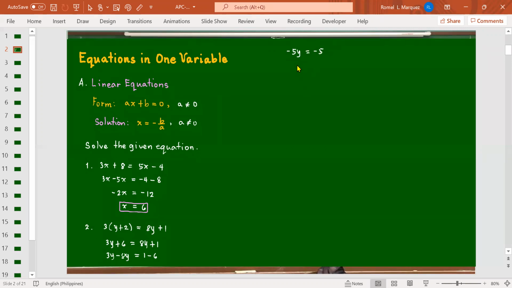Dividing its side by negative 5, we have y is equal to positive 1. So the solution to this equation is y equals 1.